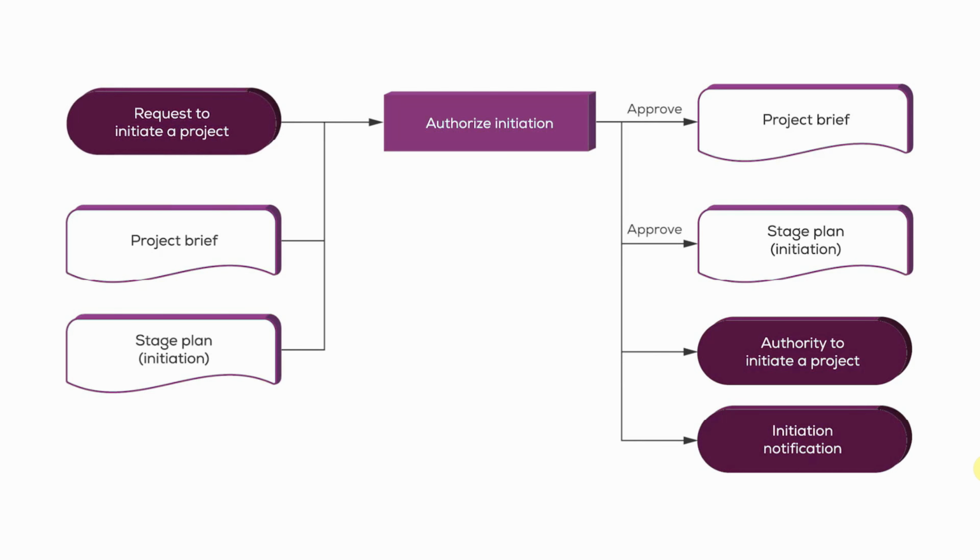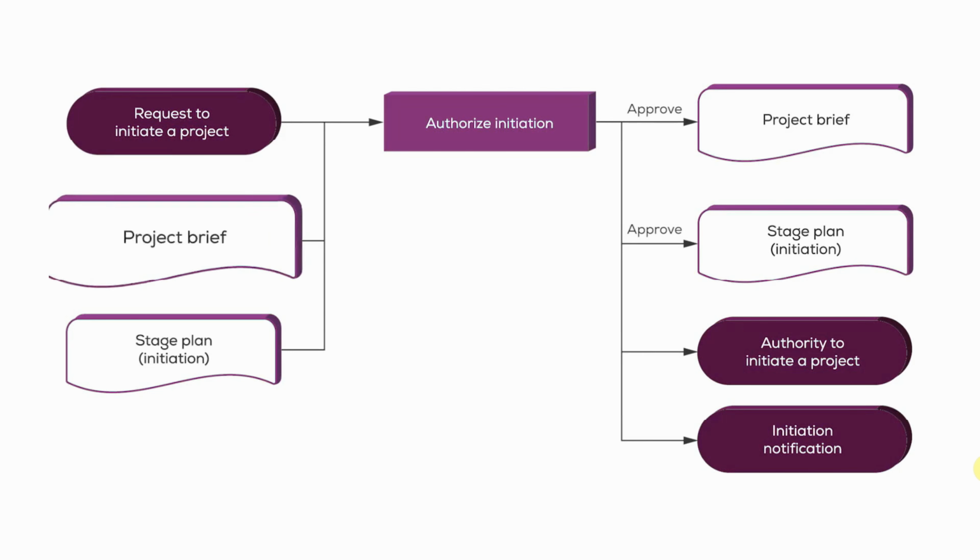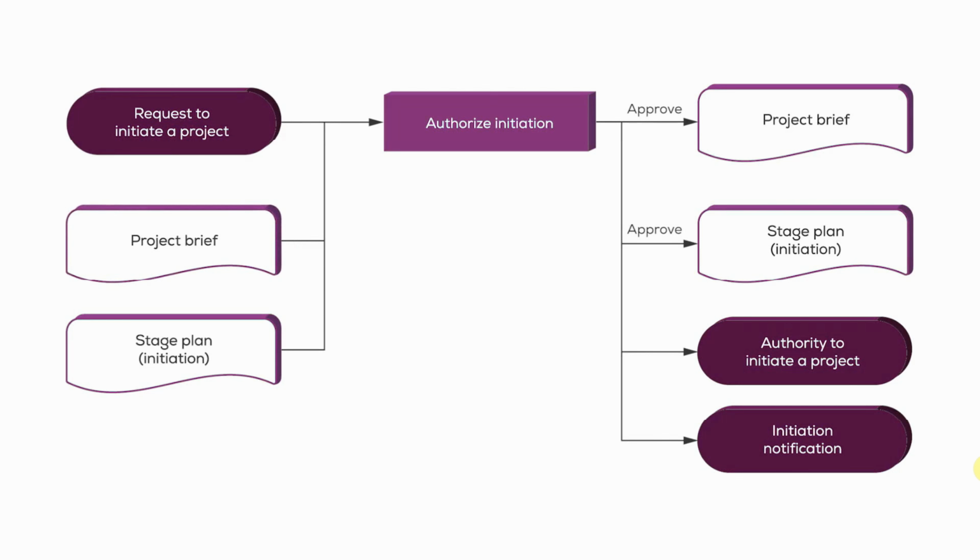We know that that happens after the starting up a project process has run its course. We also know that the outputs of the starting up a project process are essentially the project brief and all of its components, together with the initiation stage plan. So this is a relatively straightforward activity. The project brief and the initiation stage plan are submitted to the board along with the project manager's request to initiate, and the board will approve the project brief, approve the stage plan, grant authority to initiate the project, and send what we call an initiation notification to corporate program management or the customer, informing them that the project is being initiated.